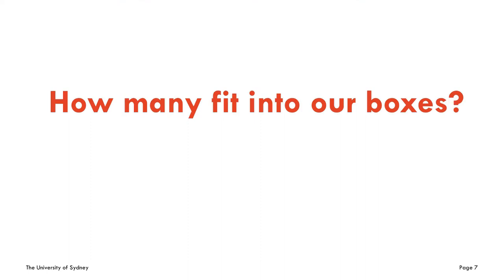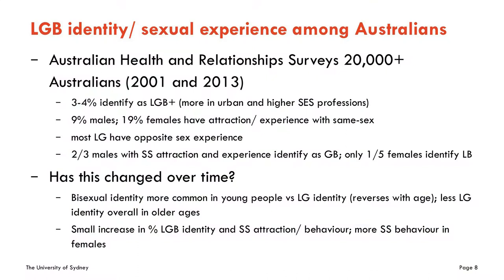I'll move on to some of the data now, because I think it's still of value for us to understand how many of these young people exist. And this is the reductionist approach that I'm using, because that's all we've got really. So the Australian Health and Relationship Survey was done of a general representative sample of Australian adults from 16 up to 70 or so.